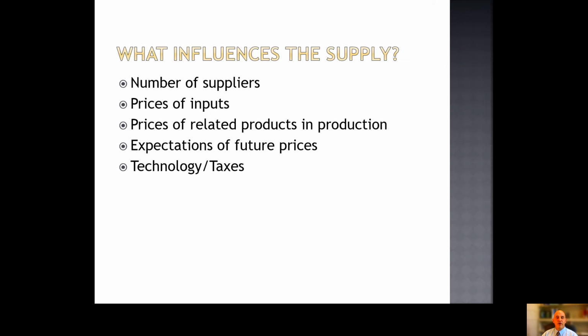And again, there are a variety of things that will influence the supply. They will shift the entire function: number of suppliers, prices of inputs, prices of related products in production, expectations, and technology and taxes. Each one of those things, if they change, will give you an entirely different supply function. But if all I do is change the price of a good, then it's the quantity supplied that changes, not the function. I just go from one point to another point.